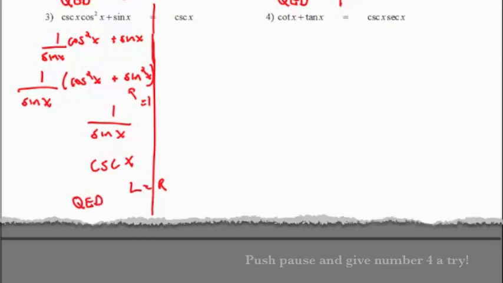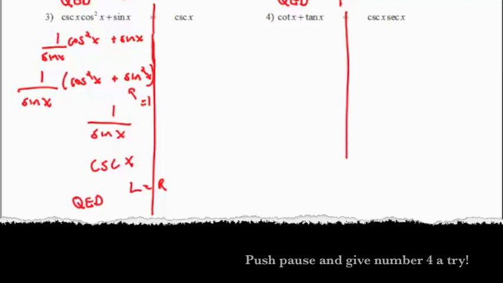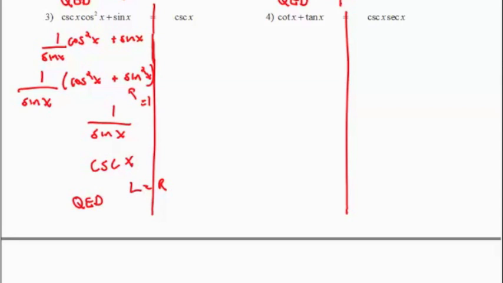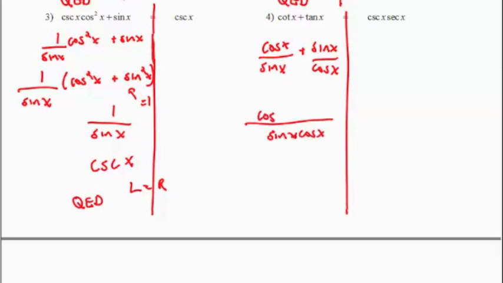QED. Why don't you give number 4 a try? Okay, so very much the same thing. Cotangent is just cos x over sine x. And tangent x is sine x over cos x. Well, that's cool, but what do we do with that? Well, I say let's find the common denominator. And the common denominator in this case is sine x cos x.